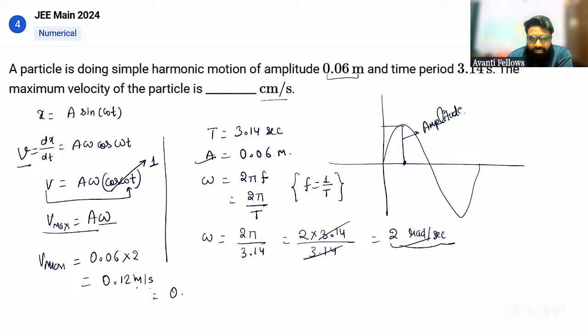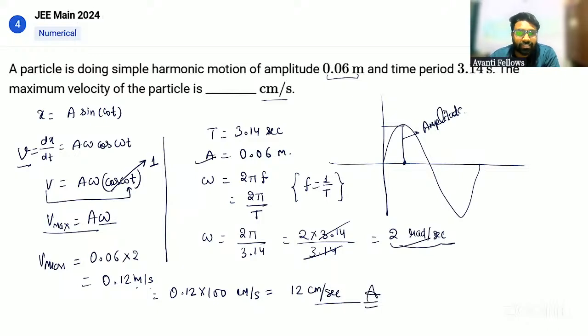Just multiply this expression by 100 when you want to convert meter to centimeter. So it will become 12 centimeter per second. This is the maximum velocity, and that velocity is also the linear velocity that it can have. Got it? I hope that you have got it.